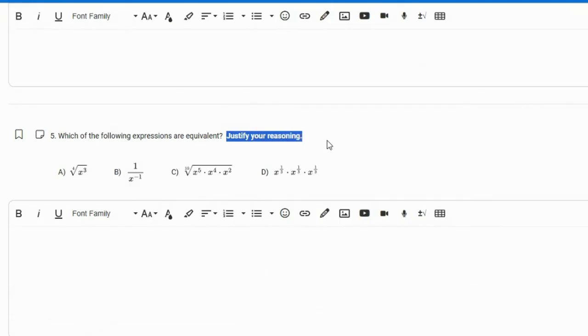I think these are worth 5 points each. If you just say A and B and that's right, you may get a point, but you didn't show me anything. You didn't justify it. It's like, did you guess or did you know? I don't think it's A and B.